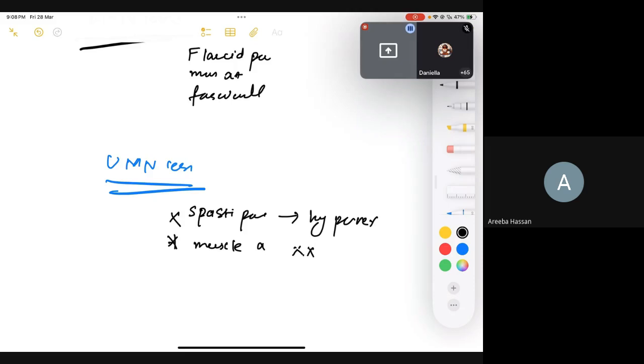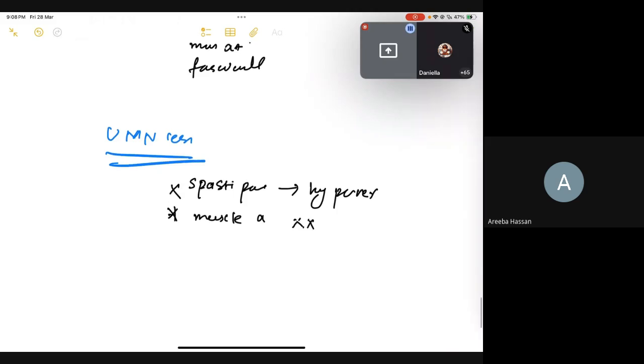Perfect. Whenever we do a plantar reflex, what happens? Normally the toes have to flex. But a positive Babinski sign basically means the toes are fanning out. Okay, so it was all about upper motor neuron lesions and lower motor neuron lesions.